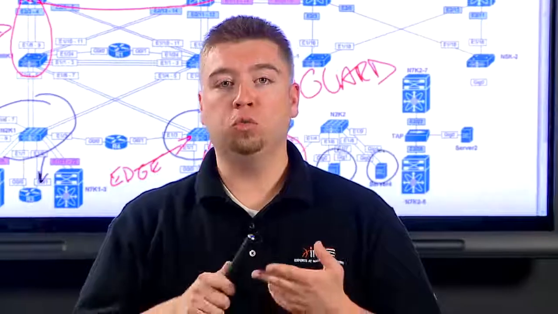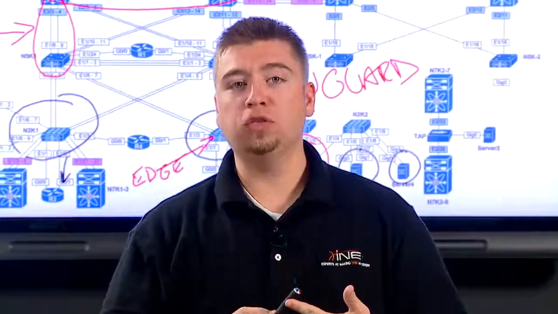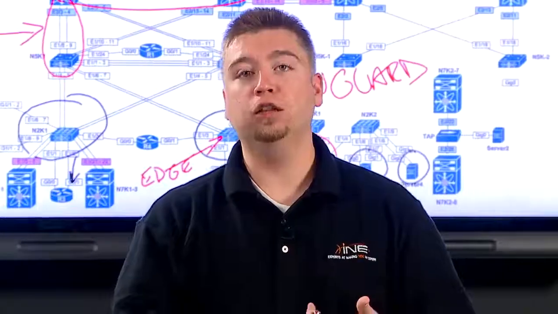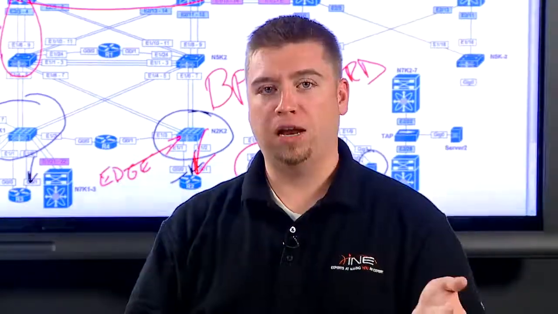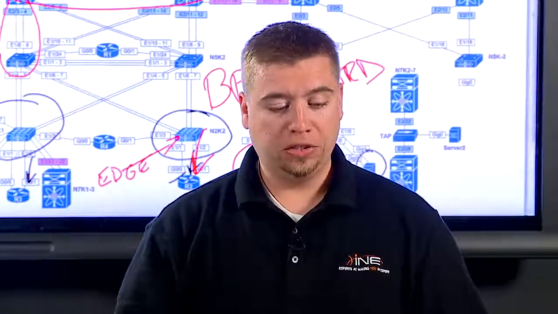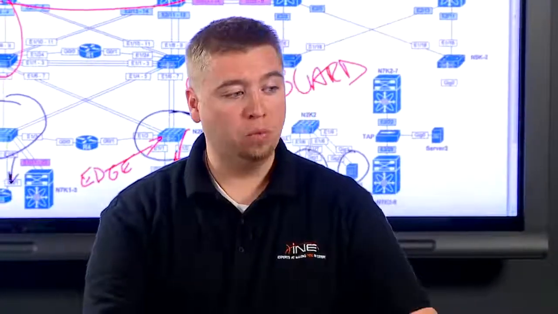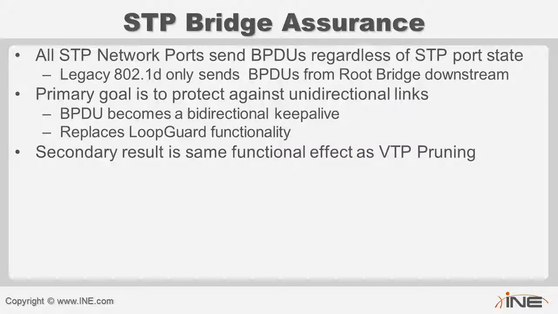Now, there are actually two results of this functionality. The first is that we're preventing loops when there is a unidirectional link in the network, where I'm able to send traffic but not able to receive traffic back in. The secondary functionality is that we have the same functional effect as if we were running VTP pruning in the network. Originally, with the VLAN Trunking Protocol, the idea was that we had a management protocol, VTP, used on all the switches to advertise the different VLAN numbers that we're going to be allocating in the network.